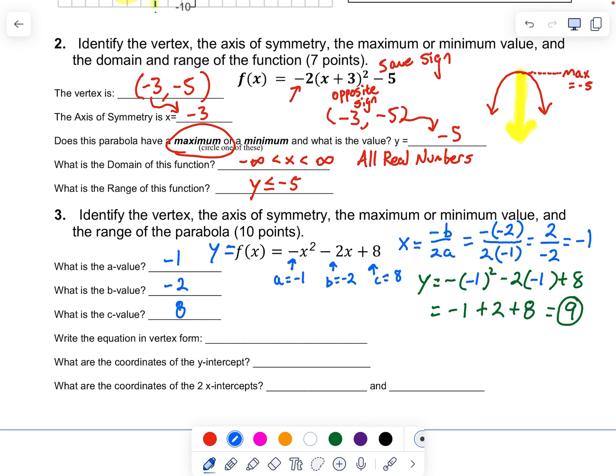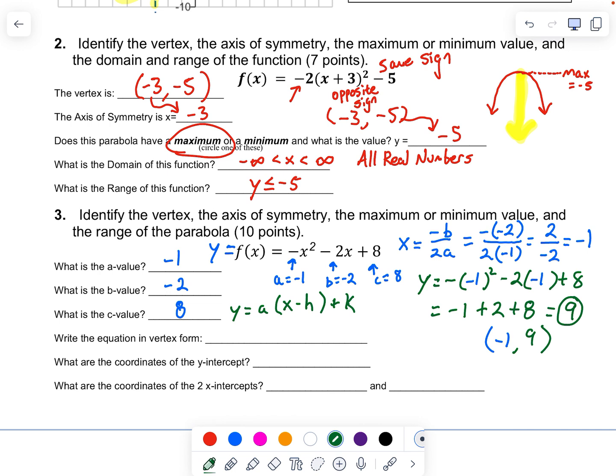My vertex is -1, 9. So in the next question it says, write the equation in vertex form. Vertex form looks like this: y equals a times (x minus h) squared plus k.